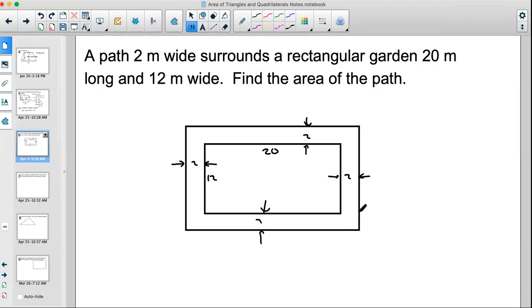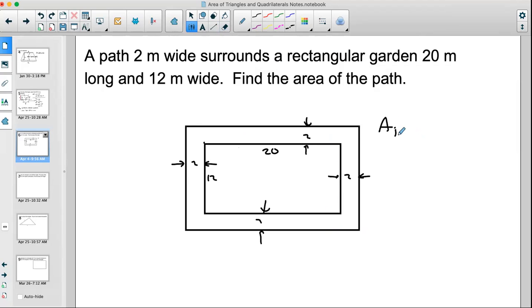There's a couple ways to do this. You could cut this thing up into different rectangles. That's a way to do it. But I think maybe a little bit easier way is to realize that there's an inner rectangle and an outer rectangle, and the difference between their areas is the area of the path.